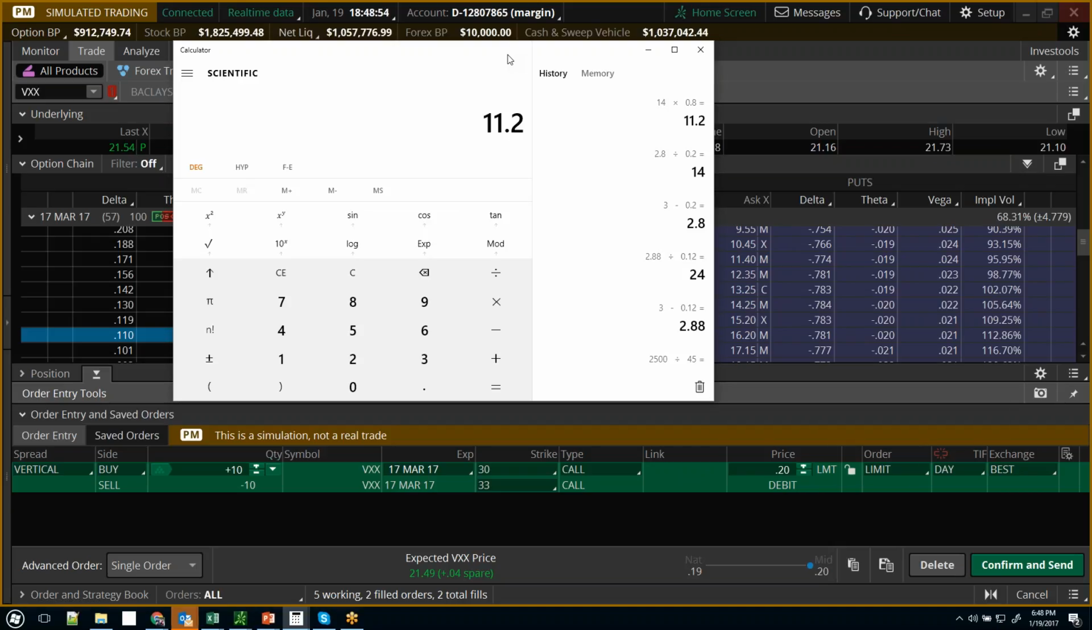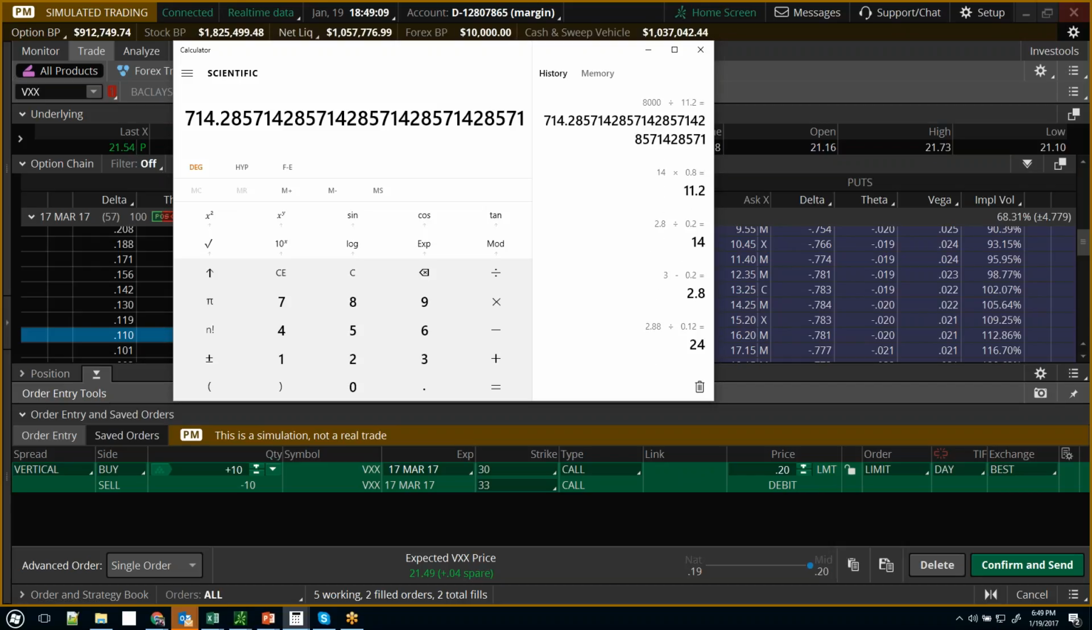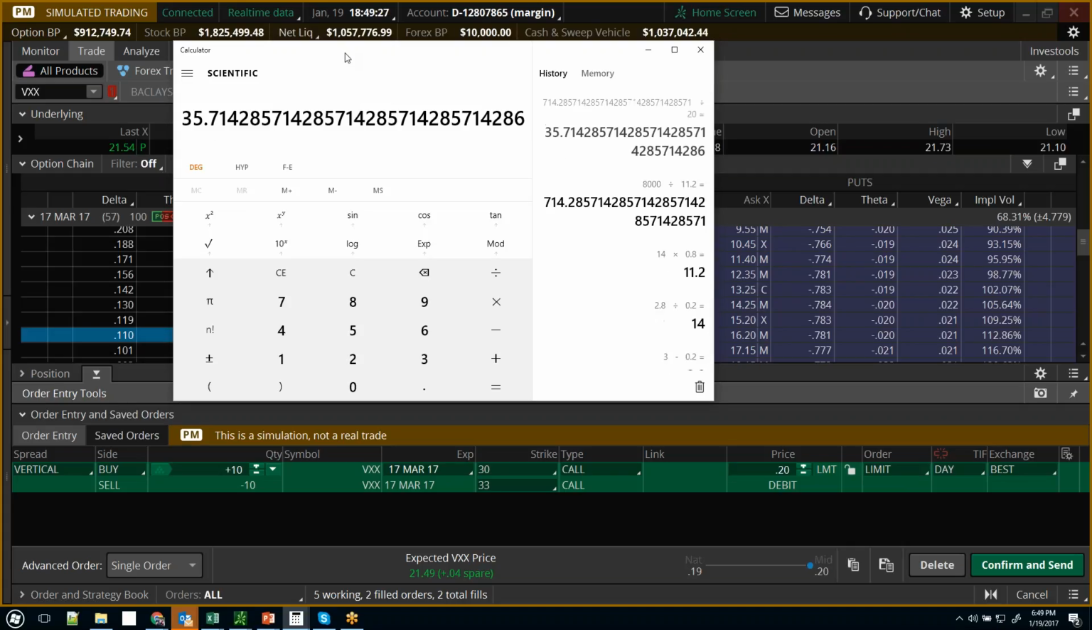I have $8,000 worth of portfolio losses to mitigate, to reduce the loss. So $8,000 divided by 11.2. I have to spend $714 on this trade to get $8,000 worth of rough protection for my portfolio. Okay, these are $20 a piece. I need to spend $714 divided by 20. I buy 35 of them. Boom.